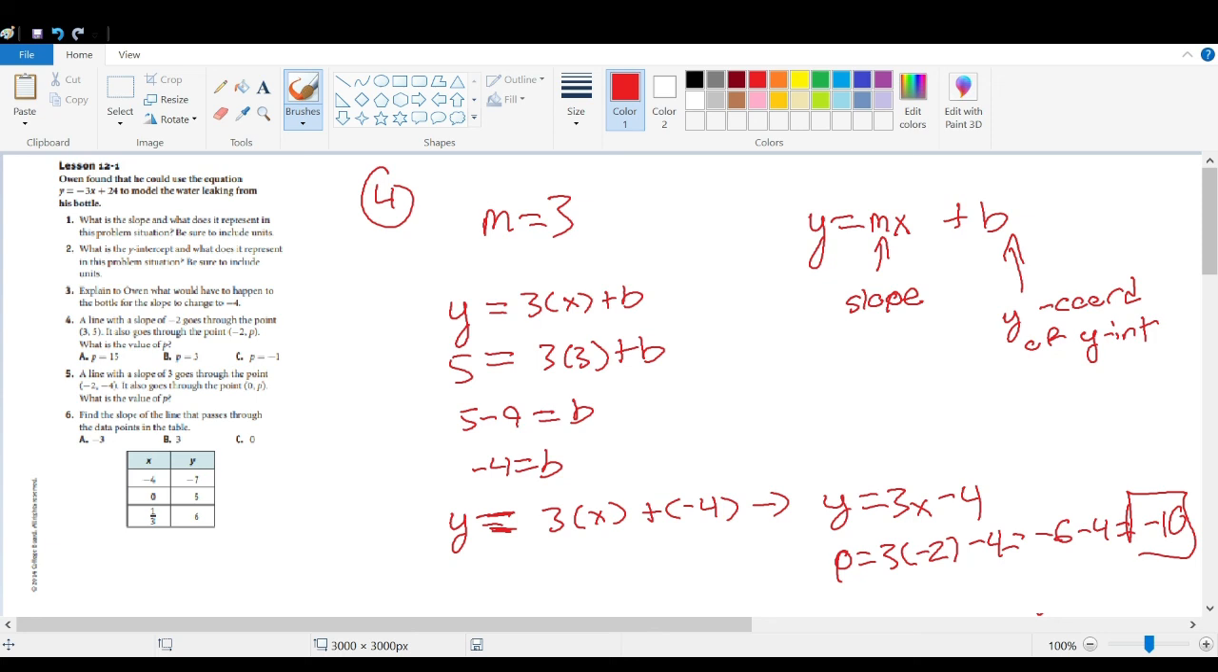5 is very much a similar problem, and 6 is using the slope. You just have to use the equation I gave you at the start of the lesson, and that's pretty much it. That's all I have time for right now.